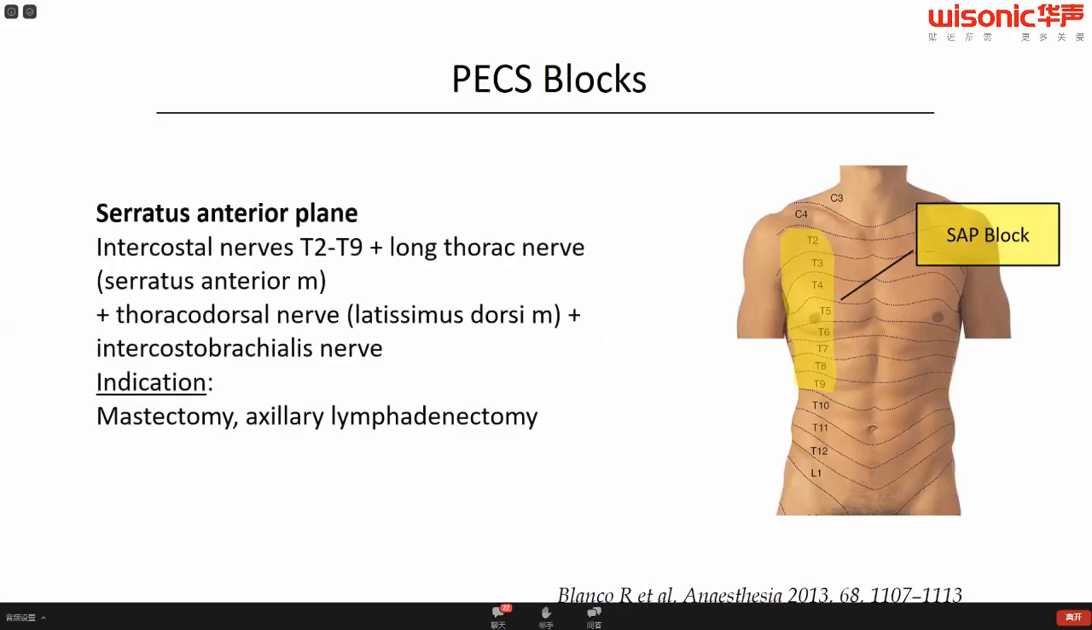The last one of the PECs blocks is the serratus anterior plane block. With this block, you will block the intercostal nerves T2 to 9, the long thoracic nerve, the thoracodorsal nerve, which innervates the latissimus dorsi muscle, and the intercostobrachial nerve. Indications for this block are, for example, major breast surgery or lateral thoracic wall surgeries.